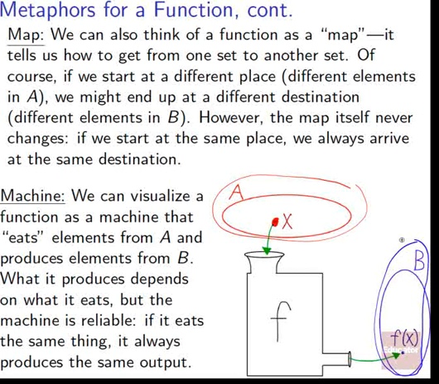Now, one thing about the machine is that it's perfectly reliable, right? If it eats the same thing, it produces the same output. If we put in x, it will always spit out f of x. So the first time we put in x, it spits out f of x. The second time, f of x. The third time, f of x. The 50th time, f of x. Just like when we started in San Jose and we went 100 kilometers north, each time we always wound up coming to the same place. You put the same thing into the machine, the same thing comes out.